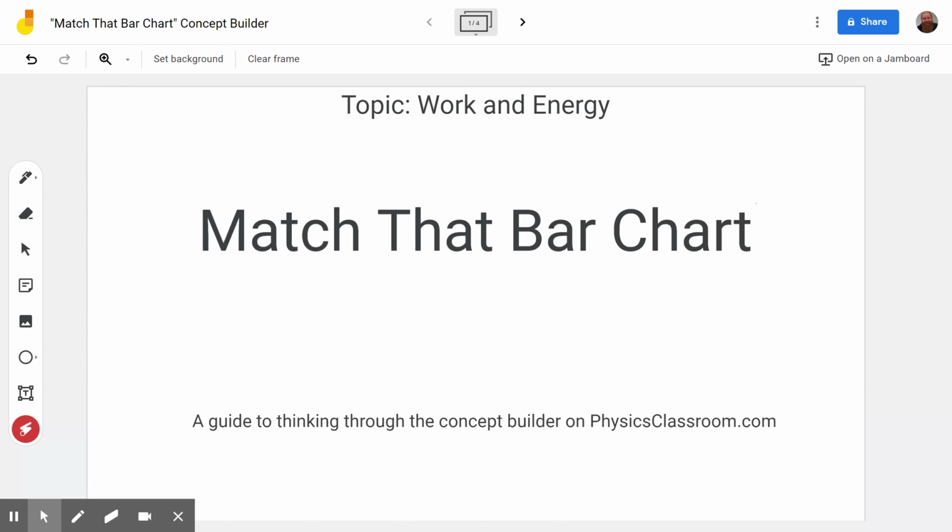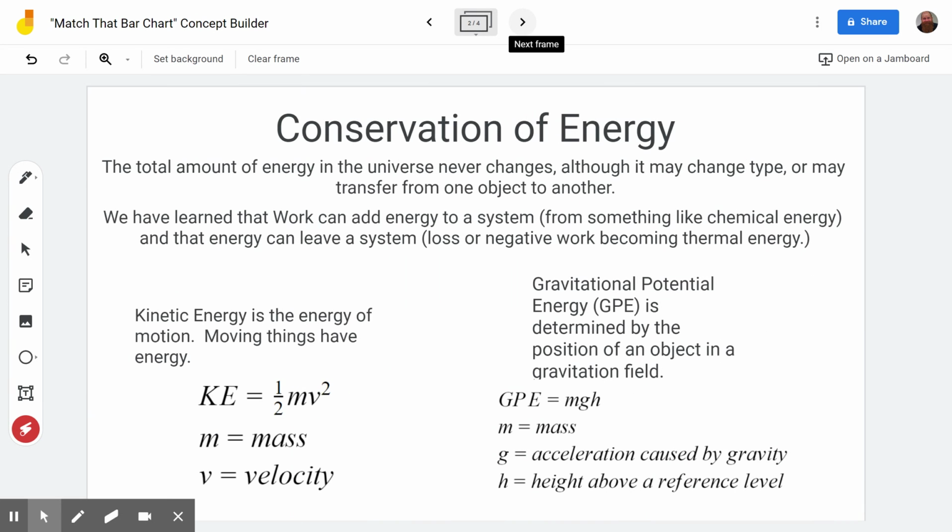Today we're going to be looking at a concept builder in physicsclassroom.com under the topic of work and energy titled Match That Bar Graph. The main concept here is conservation of energy. The total amount of energy in the universe never changes, although it may change type or may transfer from one object to another. In this particular concept builder, we will not be looking at energy transferring from one object to another, mostly a tiny bit towards the end.